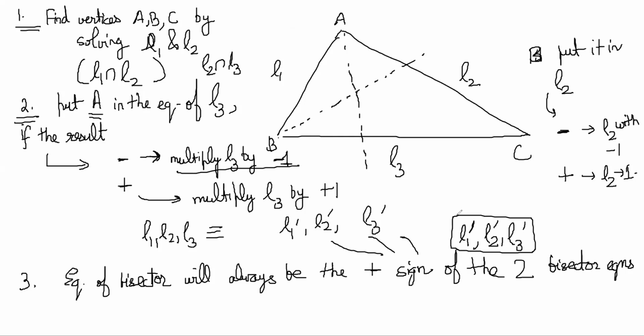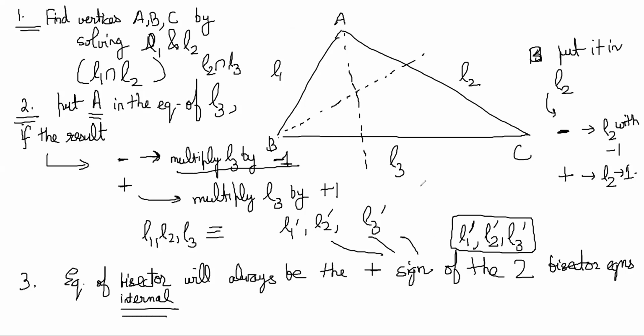Now this rule I have told you on the basis of looking at the answer and seeing what is working. So we have to figure out why exactly it happens. I think it has got to do with the sign of the thing, right? So the equation of the internal bisector will always be the plus sign one. So let's think of why.